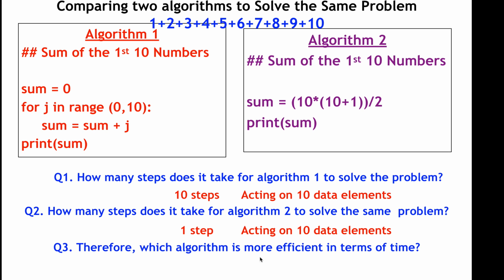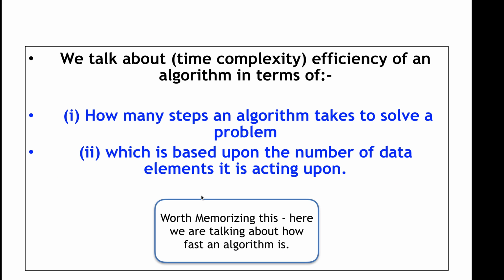So therefore, which algorithm is more efficient in terms of time? Think. Algorithm 2. Algorithm 2 takes one step, and algorithm 1 takes 10 steps. So we talk about the efficiency or the time complexity of an algorithm in terms of how many steps an algorithm takes to solve a problem, which is based upon the number of data elements it is acting upon.